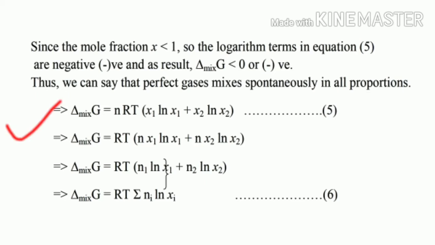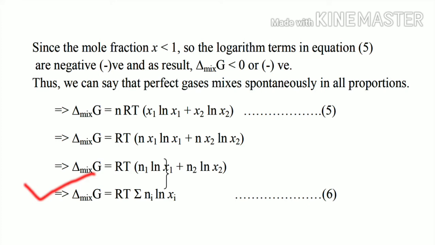So therefore from equation number 5, that is delta G mix equal to nRT into (X1 ln X1 plus X2 ln X2), we can write del G mix equal to RT into (n X1 ln X1 plus n X2 ln X2). This implies del G mix equal to RT (N1 ln X1 plus N2 ln X2), from which we can write del G mix equal to RT summation of Ni ln Xi.